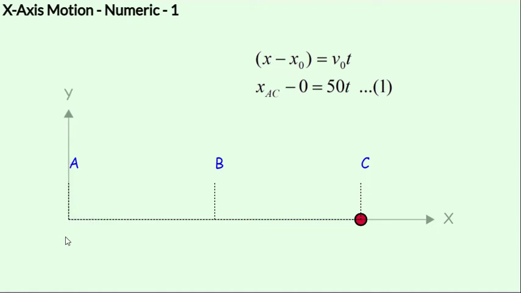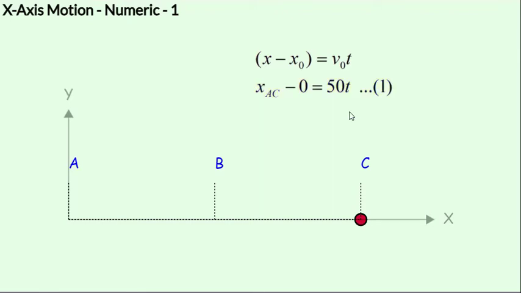The initial displacement at A is 0 as the ball begins there, and the final displacement is the distance between A and C, xac, which is unknown. The initial velocity is 50 meters per second, and that is the velocity right through. Using this, we obtain our first equation, that is equation 1.